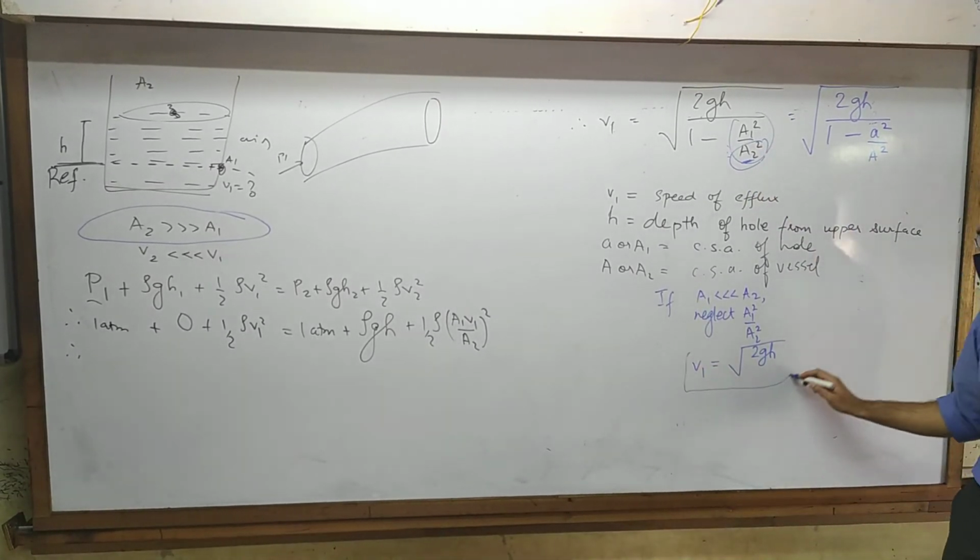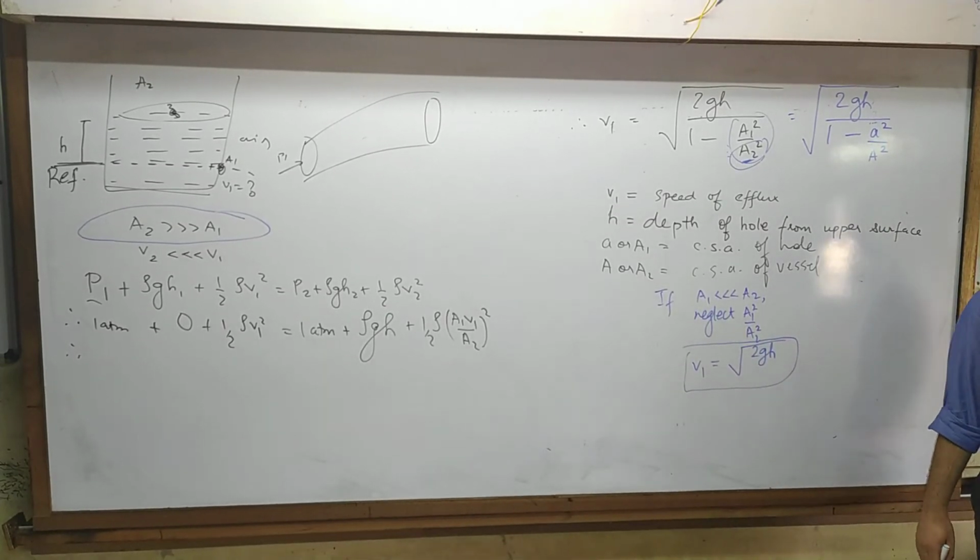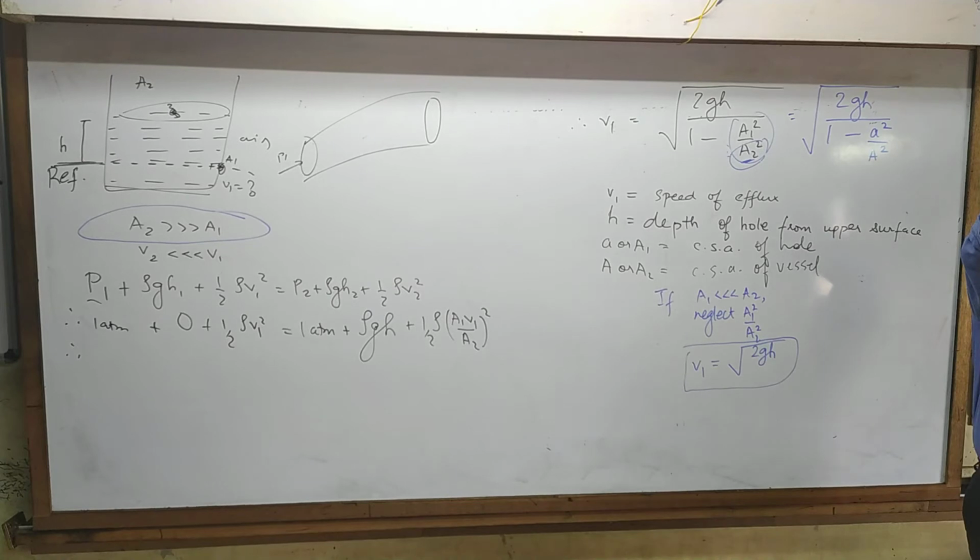So this is the same formula we had earlier: V equal to root 2GH. It came in kinematics, throwing up and down. If a ball falls from a height h, when it hits the ground, its speed will be root of 2GH. Okay.